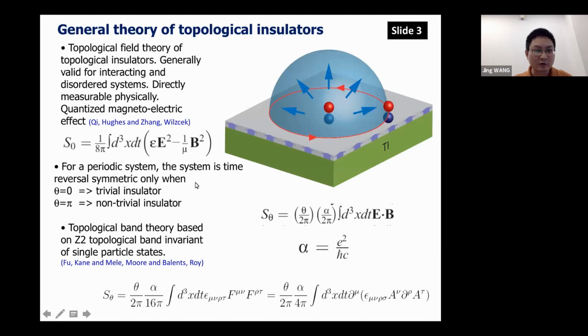For a time-reversal symmetric system, namely when the system is time-reversal invariant, the theta, which breaks time-reversal symmetry as well as inversion symmetry, can take only two values. One is theta equal to zero, which describes the trivial insulator. The other is theta equal to pi, which describes the nontrivial insulator. We call it a topological insulator.